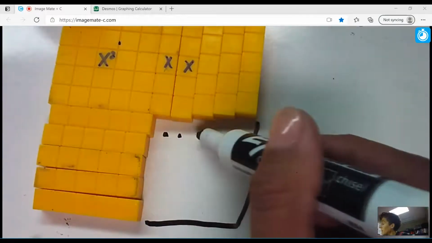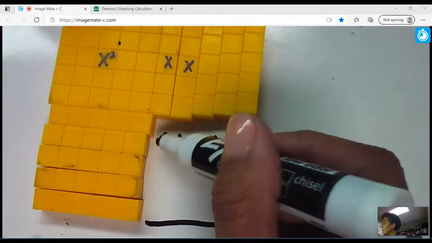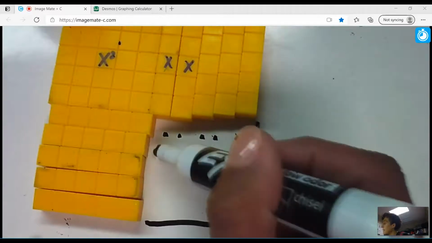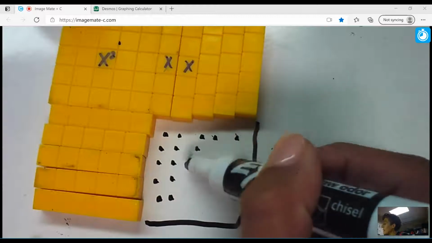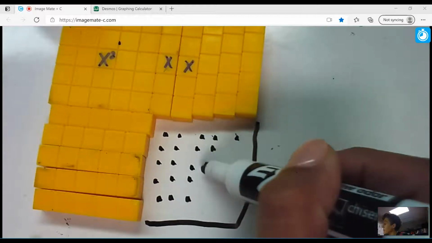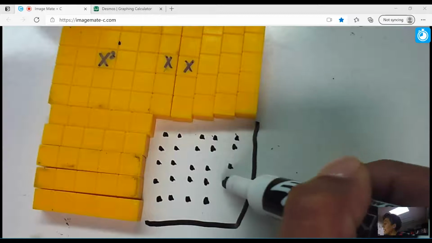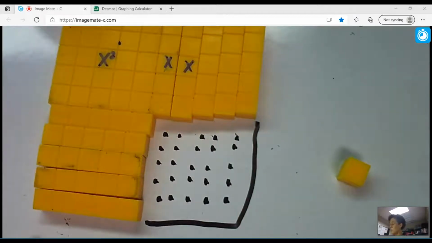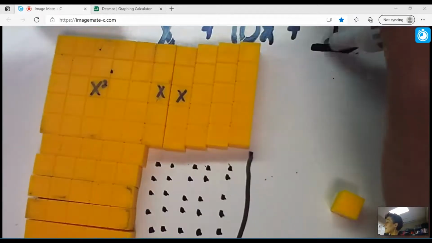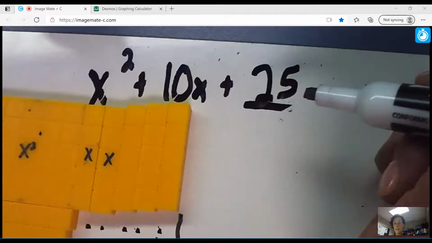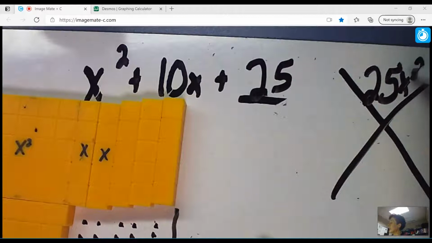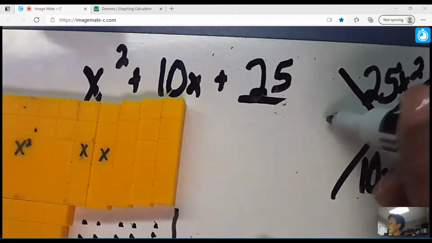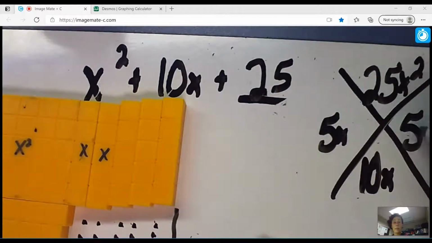So 1, 2, 3, 4, 5, and 5 more this way. 1, 2, 3, 4, 5. And if you just keep that up, because I don't have enough little squares, you'll actually end up with 25 of those little squares. And so if I do take the time to factor this now, here's my x squared, I need factors of 25 that get me to 10. Again, you're going to end up with those identical numbers here.